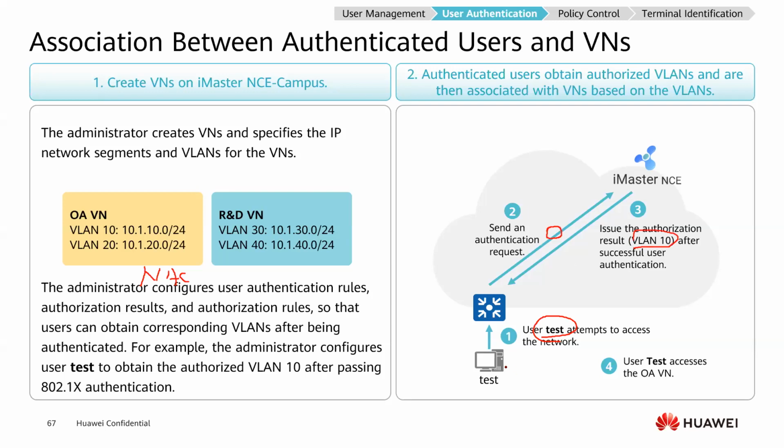And when the test user gets the VLAN, VLAN 10, it just uses VLAN 10 to map to the OA VN just here. And for the test user, it will belong to the 10.1.10.0 network segment. So this is the association between the authentication and the VN.